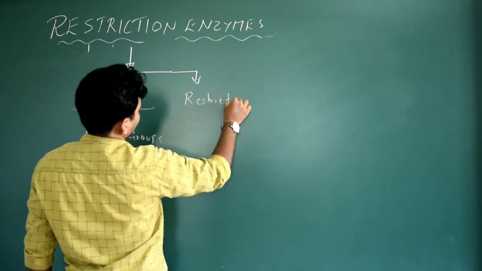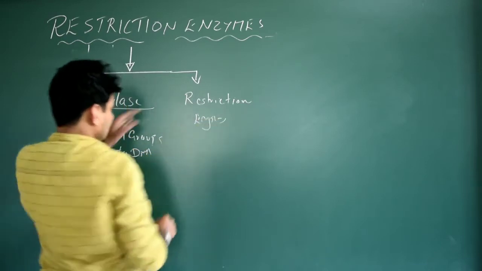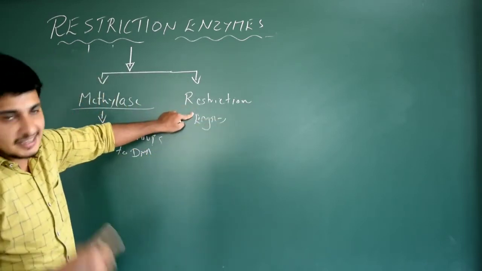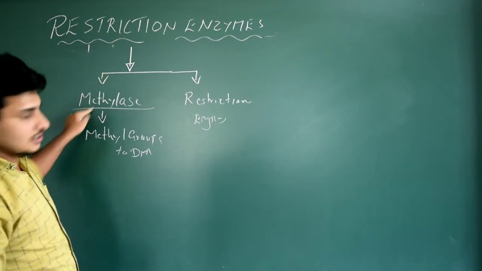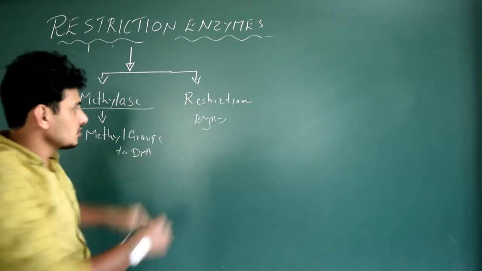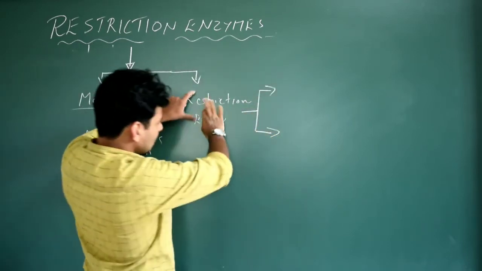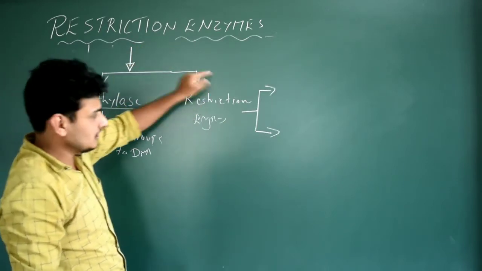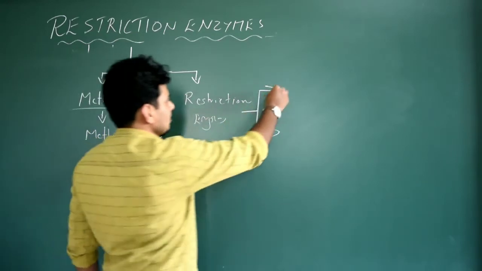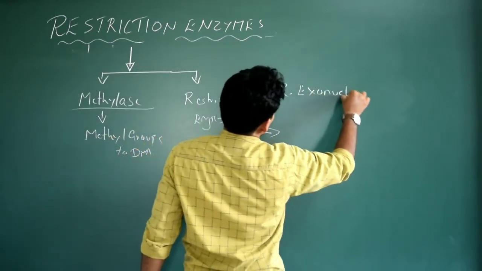restriction enzymes. Let me tell you why I have written restriction enzymes again. I am just classifying restriction enzymes into two types. One is methylase, the other one is restriction enzymes itself, because in the restriction enzymes you see two types. Even though they belong to the main class of restriction enzymes, I have written the same again. Only thing is, in that there are two types. The first one is restriction exonucleases.